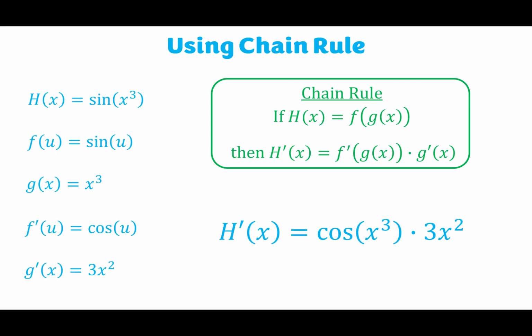So there it is. The derivative of h is cosine of x cubed multiplied by 3x squared. So notice cosine of x cubed, that's the derivative of f with g of x on the inside. Then we're multiplying by the derivative of g.